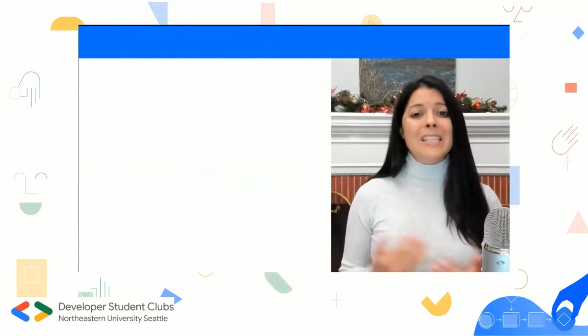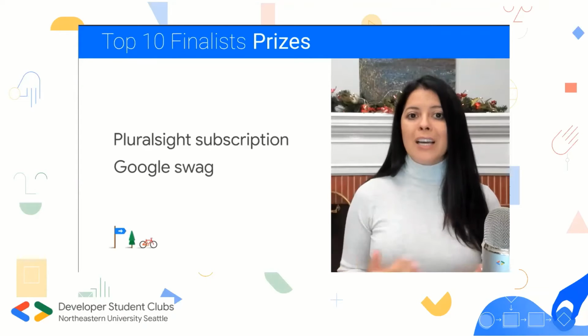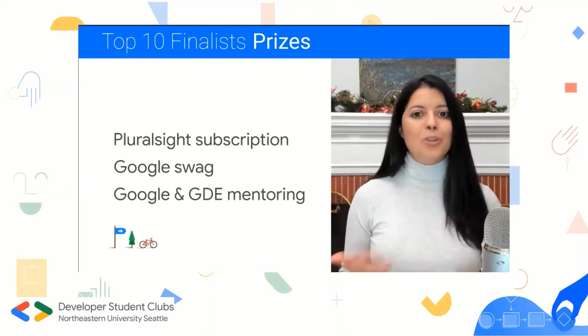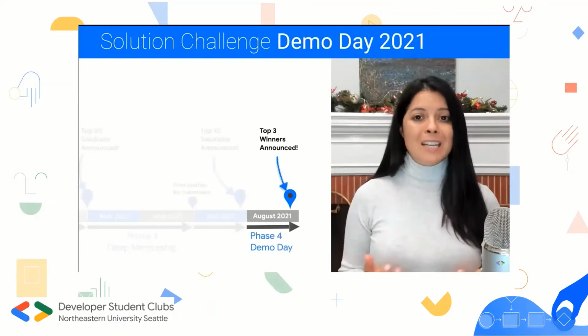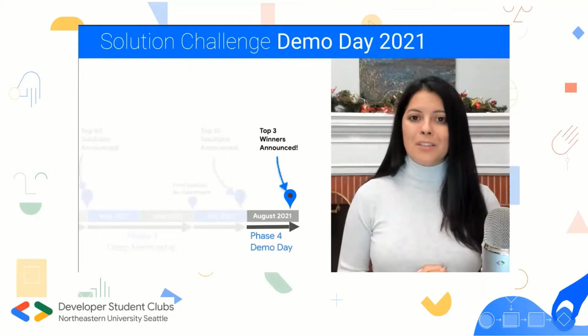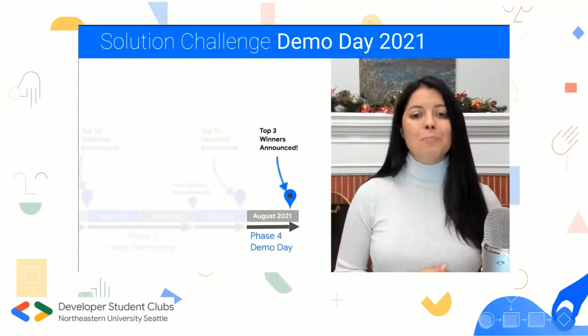These top 10 teams will win an array of prizes, among which are a 1-year subscription to Pluralsight, swag, and additional customized mentoring from Google and Google developer experts. The top 10 teams will also be invited to present their solution to Google and developers all over the world.